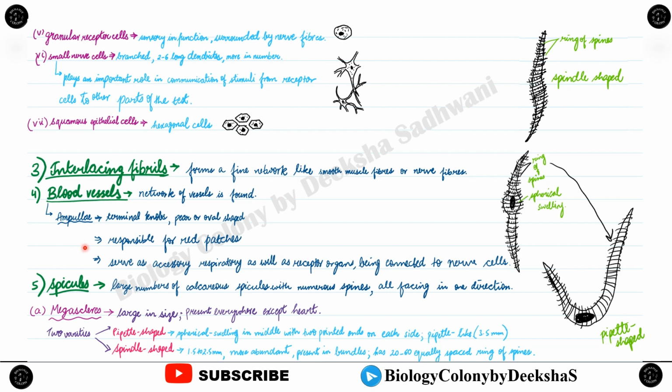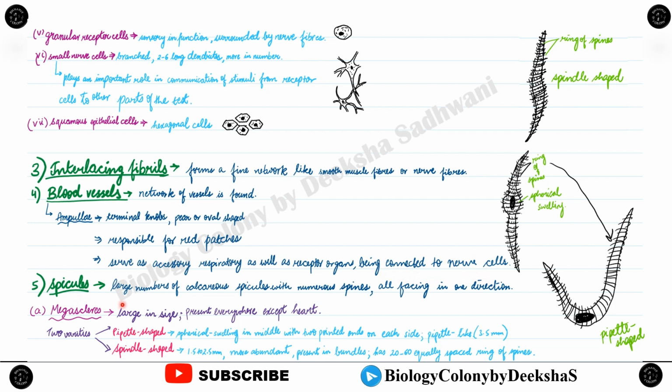Ampullae are present, that is the terminal knob-like structure, pear or oval shaped. It is responsible for the appearance of red patches, and it serves as accessory respiratory as well as receptor organs, being connected to nerve cells.